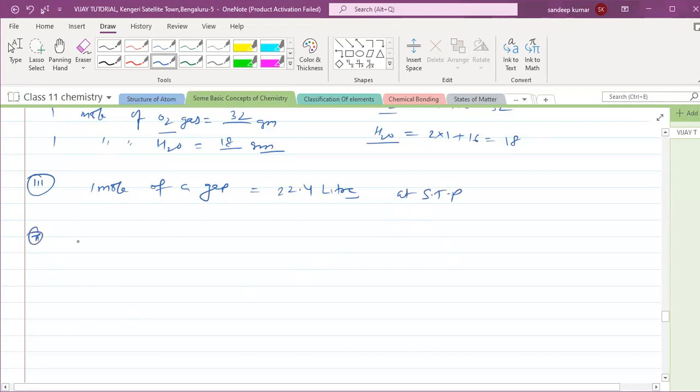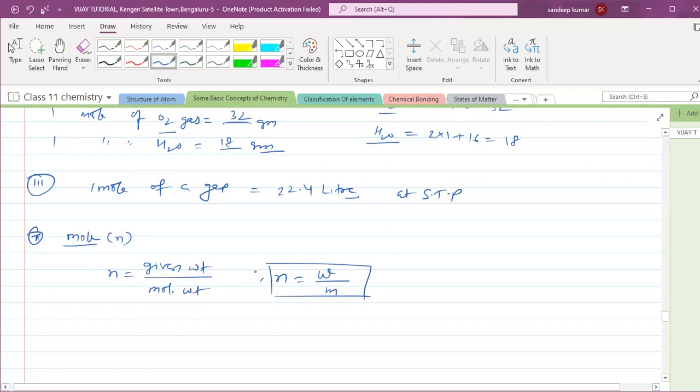Okay, so to find the number of moles, how do we find the number of moles? Mole is generally represented as N. First is what? Given weight by molecular weight. So we can write N is equal to given weight, small w, by molecular weight. This is the first formula to find the number of moles.